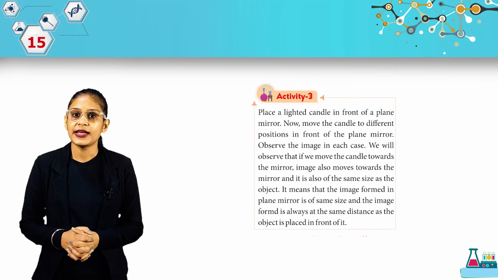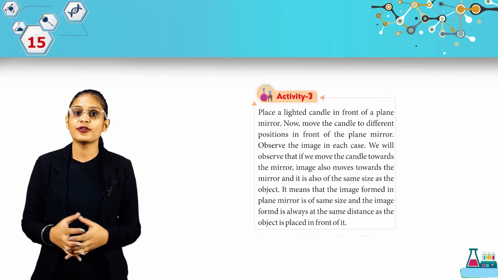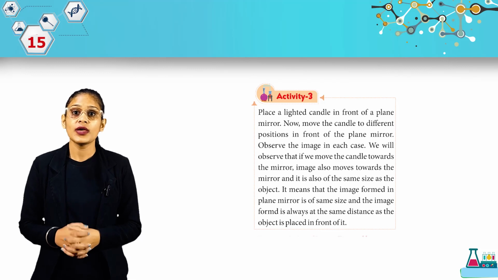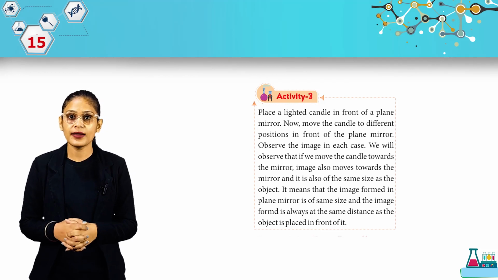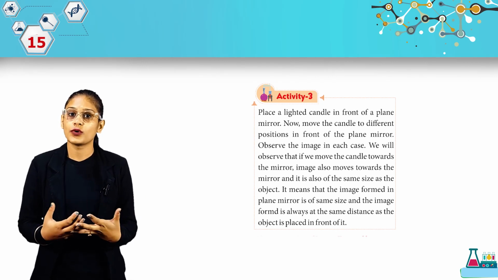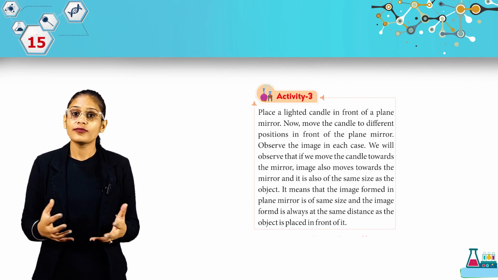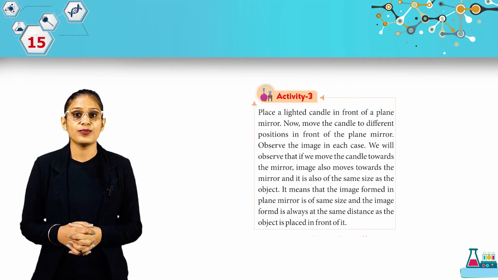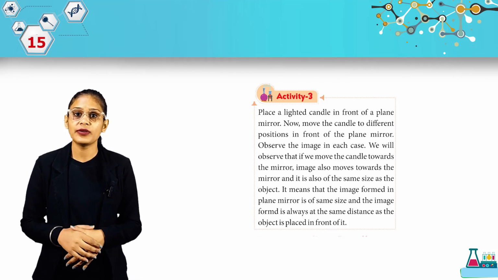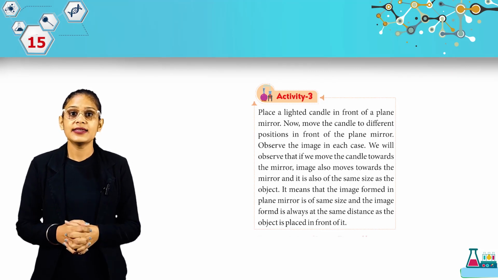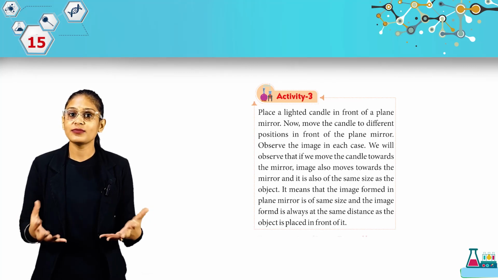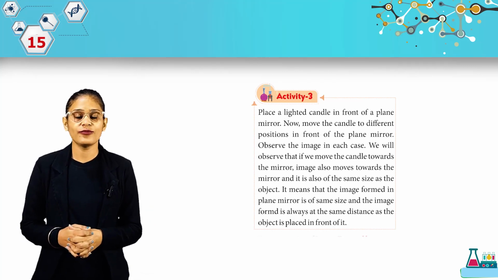Place a lighted candle in front of a plane mirror. Now move the candle to different positions in front of the plane mirror. Observe the image in each case. We will observe that as we move the candle towards the mirror, the image also moves towards the mirror and it is also of the same size as the object. It means that the image formed in a plane mirror is of the same size and the image formed is always at the same distance as the object is placed in front of it.